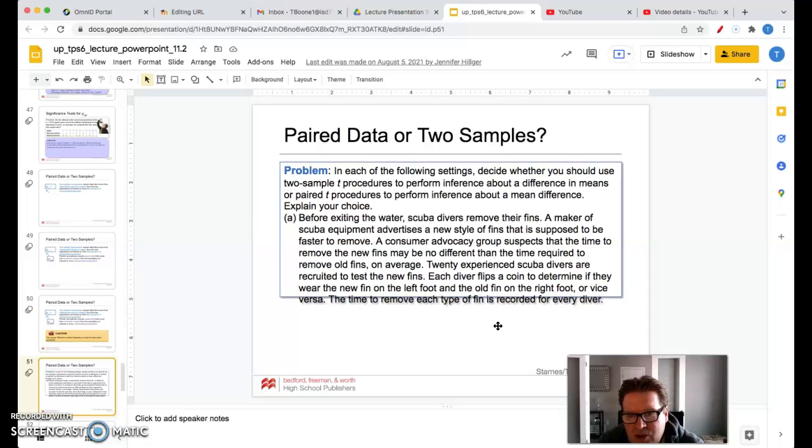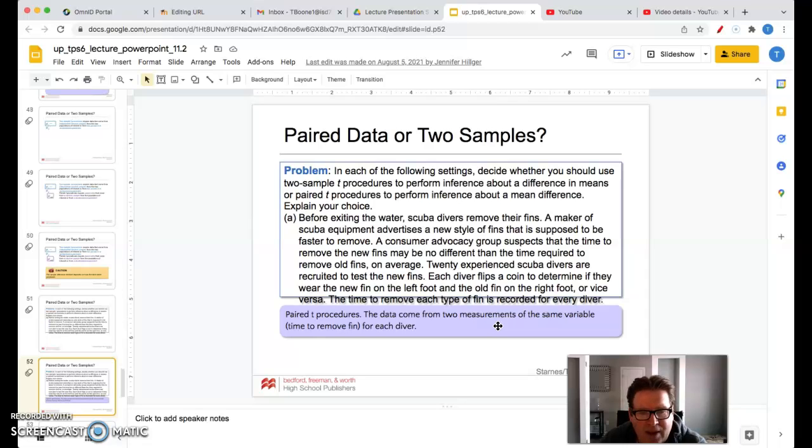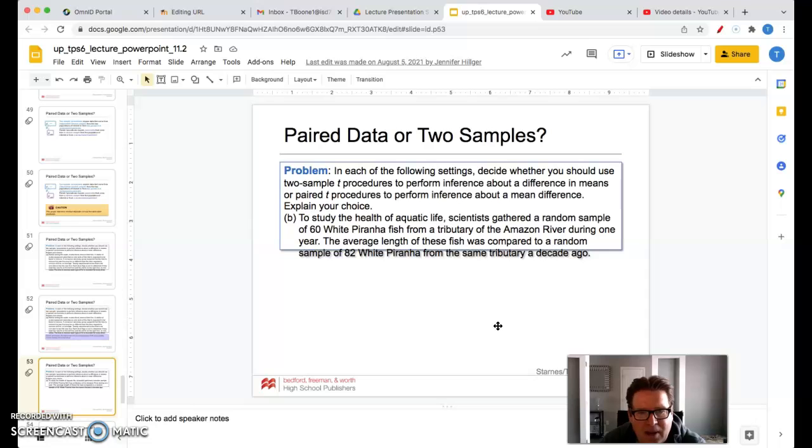Now, 20 experienced scuba divers are recruited to test the new fins. Each diver flips a coin to determine if they wear the new fin on the left or the old fin on the right foot, or vice versa. The time to remove each type of fin is recorded for every diver. All right, well, that's paired. That's paired because it's the diver doing it. It's their data that they have for old and new off each foot. So I think that's clearly paired. How about this one?